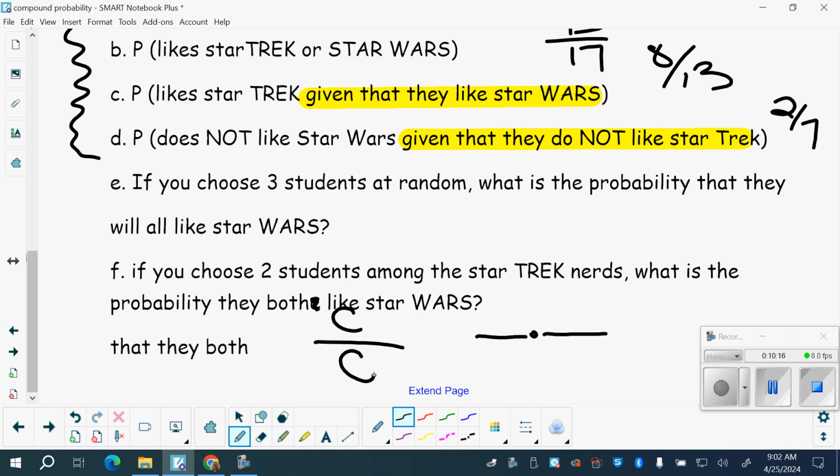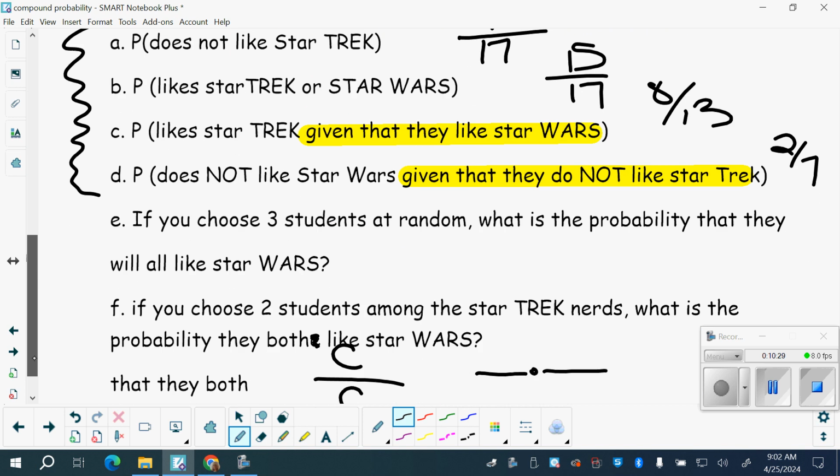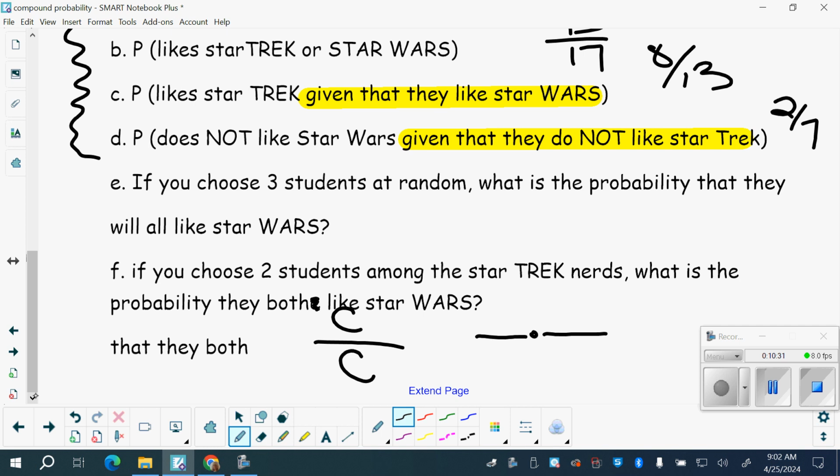Oh, we're just looking at the Star Trek nerds. We don't even have that many people in the bag. Not 17 people in the bag. How many people in the bag? Who are my Star Trek nerds? So we're just looking at these 10 people, right? So I'm going to give you a second, and then I'm going to do it. I know this is tricky.